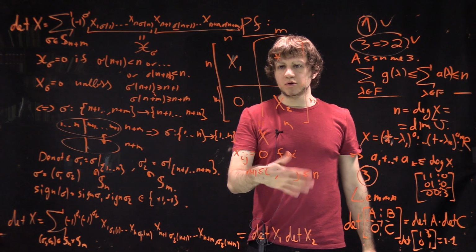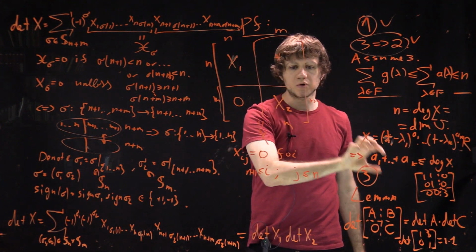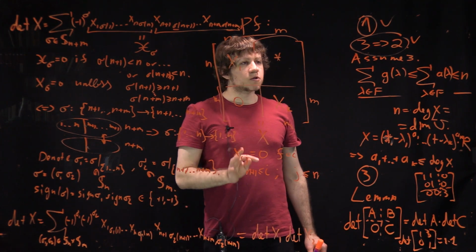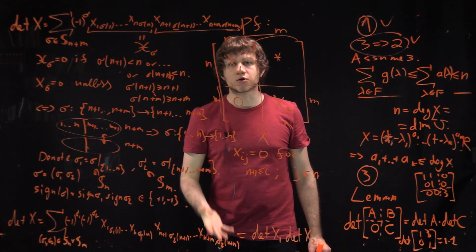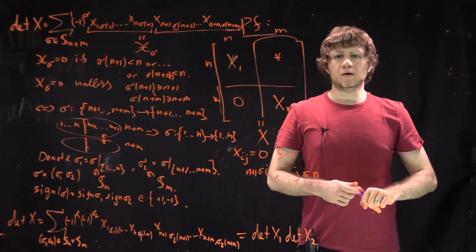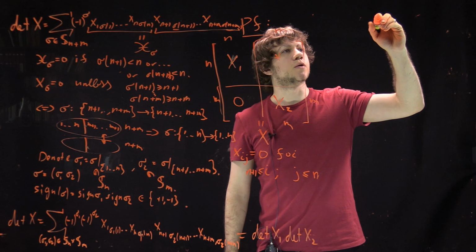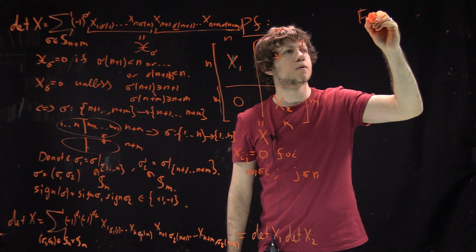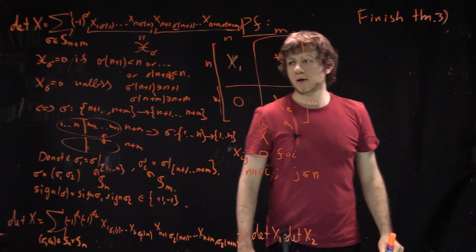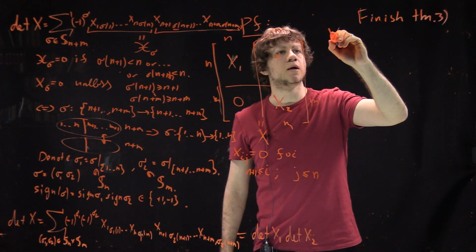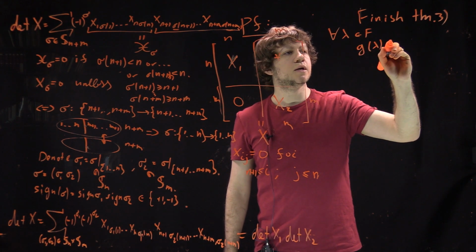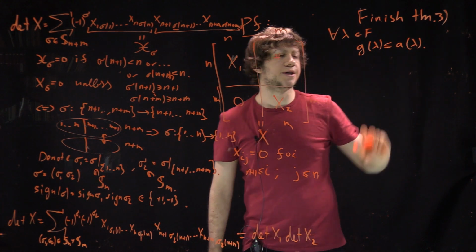So now we know how to compute determinants of every matrix built out of these blocks, which is useful. Okay, so our next goal is to show that geometric multiplicity is always less or equal than algebraic multiplicity. That becomes pretty straightforward now. Okay, so now we finish Theorem part 3. The statement is that for every lambda in F, geometric multiplicity of lambda is less or equal than algebraic multiplicity of lambda.